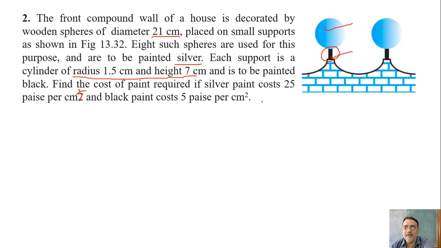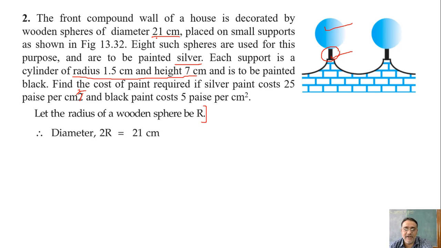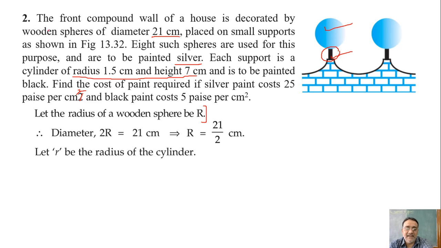Let the radius of the wooden sphere be capital R. Okay, and diameter is given 21. 21 diameter दिया हुआ है, so radius कितना हो जाएगा? What will be the radius? 21 by 2. Okay, and let small r be the radius of the cylinder, and the radius is given 1.5 centimeter. So 1.5 सेंटीमीटर को हम लोग लिखेंगे 15 by 10 सेंटीमीटर.